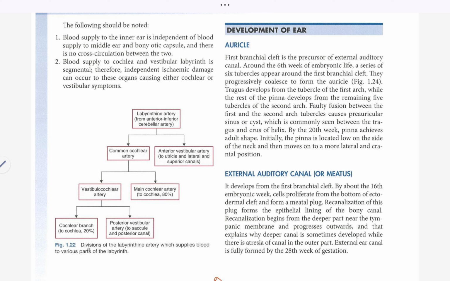Figure 1.22. Divisions of the labyrinthine artery which supplies blood to various parts of the labyrinth. Labyrinthine artery from anterior inferior cerebellar artery, common cochlear artery, and anterior vestibular artery, which gives to utricle and lateral and superior canals. Common cochlear artery gives branches to vestibulocochlear artery and main cochlear artery to cochlea 80%. Under vestibulocochlear artery, we have cochlear branch to the cochlea 20% and the posterior vestibular artery to saccule and posterior canal.